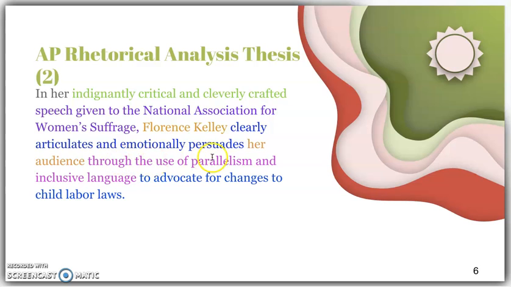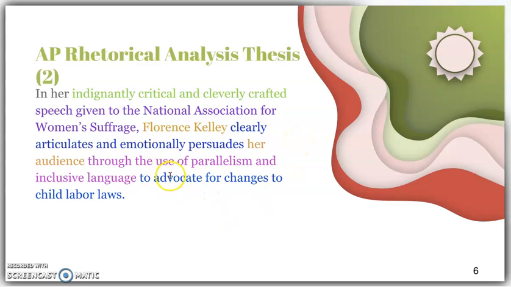going. So through the use of parallelism, so that would be syntax right there, and inclusive language, so that would be diction. So it might be actually parallelism, inclusive language, emotion, 1, 2, 3, but either way, I still have an idea of the things that this person is going to be talking about, even if maybe I don't know the order. And this is okay, because AP papers tend to be a little bit more nebulous sometimes than the standard English 11 paper.